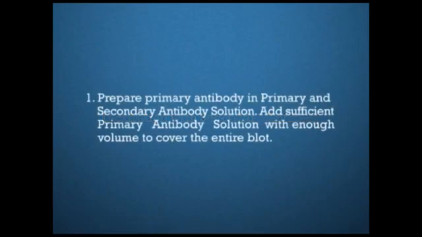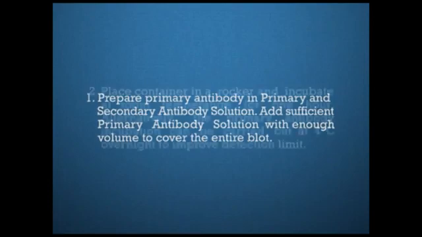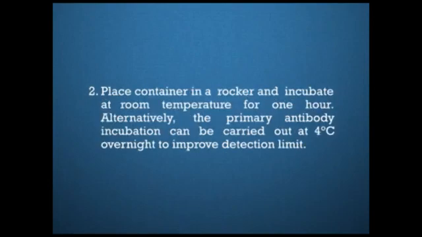The first step is prepare primary antibody in primary and secondary antibody solutions. Add sufficient primary antibody solution with enough volume to cover the entire blot. In the next step, place container in a rocker and incubate at room temperature for 1 hour. Alternatively, the primary antibody incubation can be carried out at 4 degrees centigrade overnight to improve detection limit.